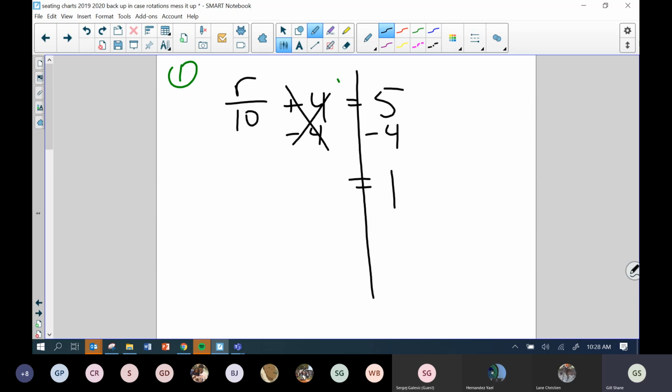So over here we get 1. That all goes away, which is what we wanted. So we're just left with r over 10. R divided by 10 is what that means technically. If I'm saying r divided by 10 and I want to get rid of the 10, I need to do the opposite. So again, the opposite is to multiply by 10.